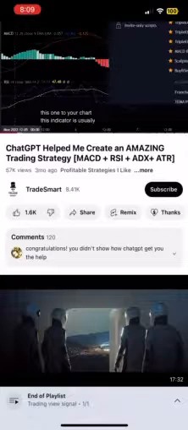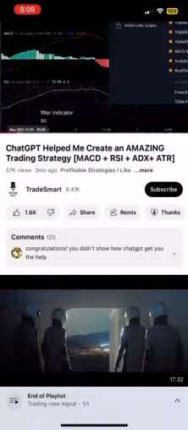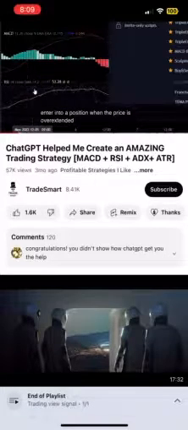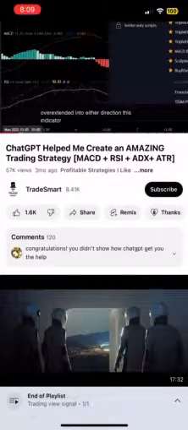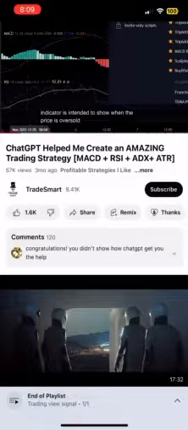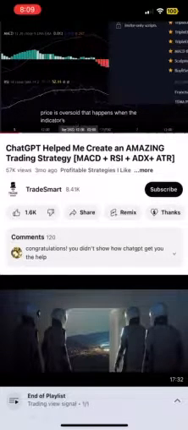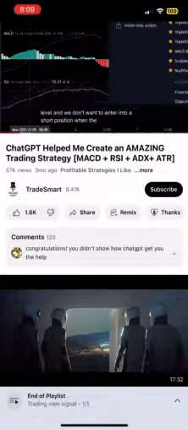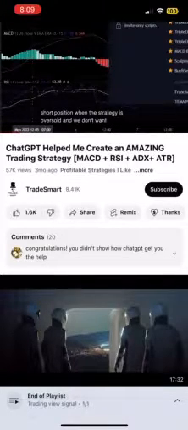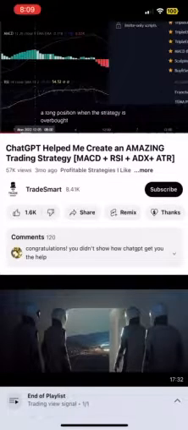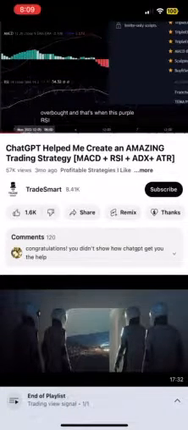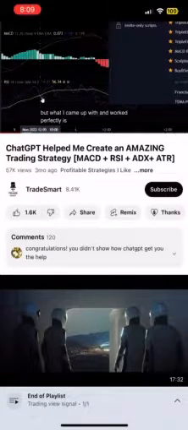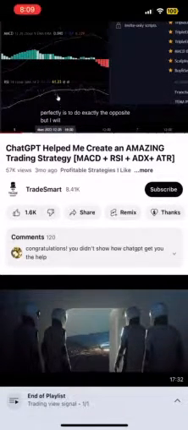This indicator is usually used as a filter indicator. So most of the times we don't want to enter into a position when the price is overextended into either direction. This indicator is intended to show when the price is oversold. That happens when the indicator's line goes under this 30 level. And we don't want to enter into a short position when the strategy is oversold. And we don't want to enter into a long position when the strategy is overbought. And that's when this purple RSI line goes above the 70 level. But what I came up with and worked perfectly is to do exactly the opposite. But I will show you that later.